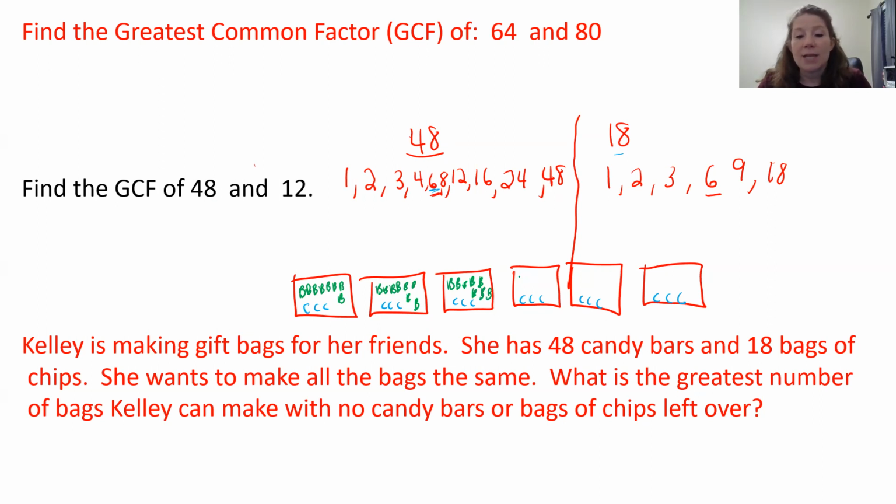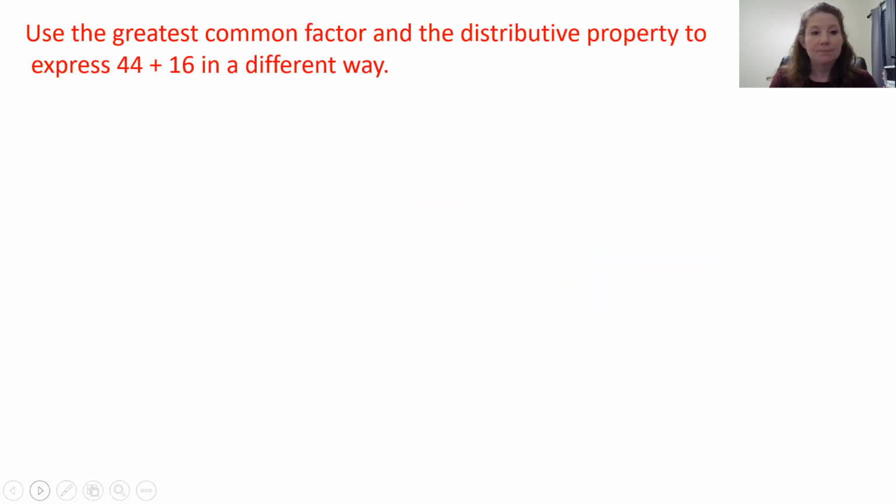Okay, I'm tired of writing that. 8, 8, and 8. So I'd have 1, 2, 3, 4, 5, 6 bags with 8 candy bars in each. That's 48 candy bars. And in my 6 bags, I'd have 3 chips in each bag. No leftover candy bars and no leftover bags, and they all have the same amount in them. So yes, my answer makes sense.